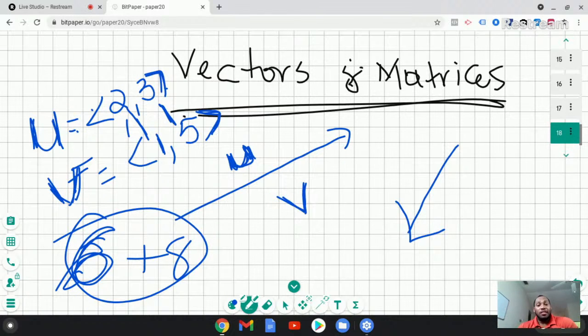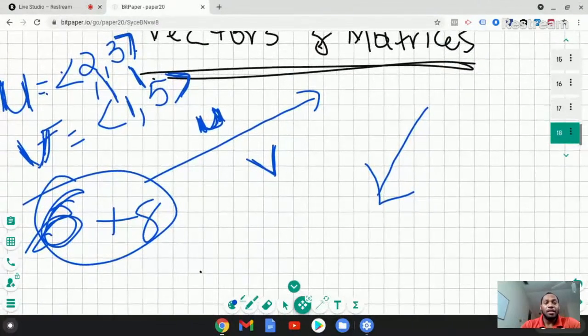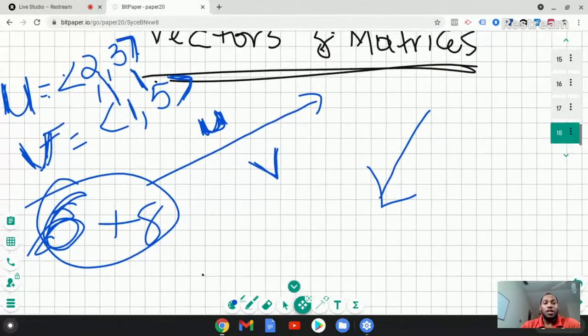And that's what you do in vectors. Now, I'm going to give you guys a concrete example, and we can do this as an example if we want to. So let's say we wanted to add u plus v. And in reality, this is probably what you're going to find in your exam.